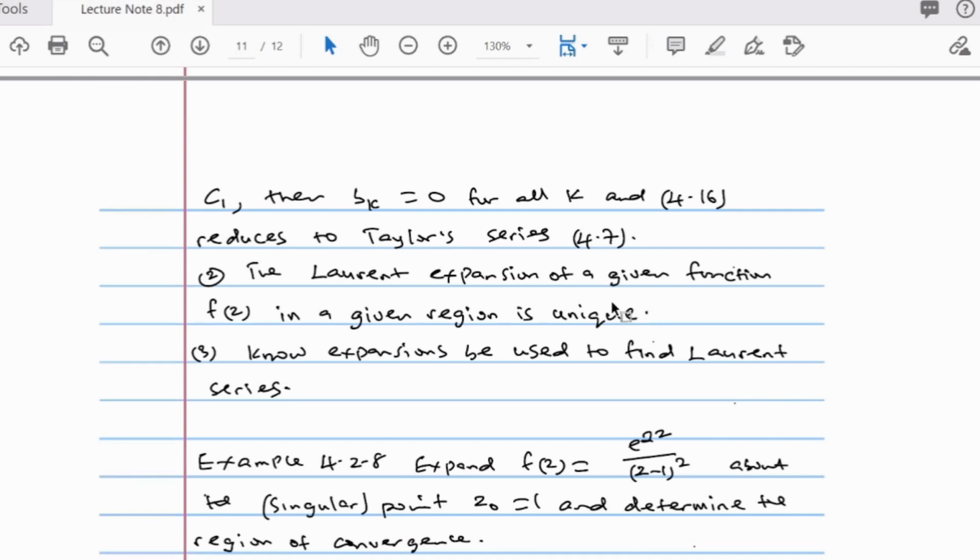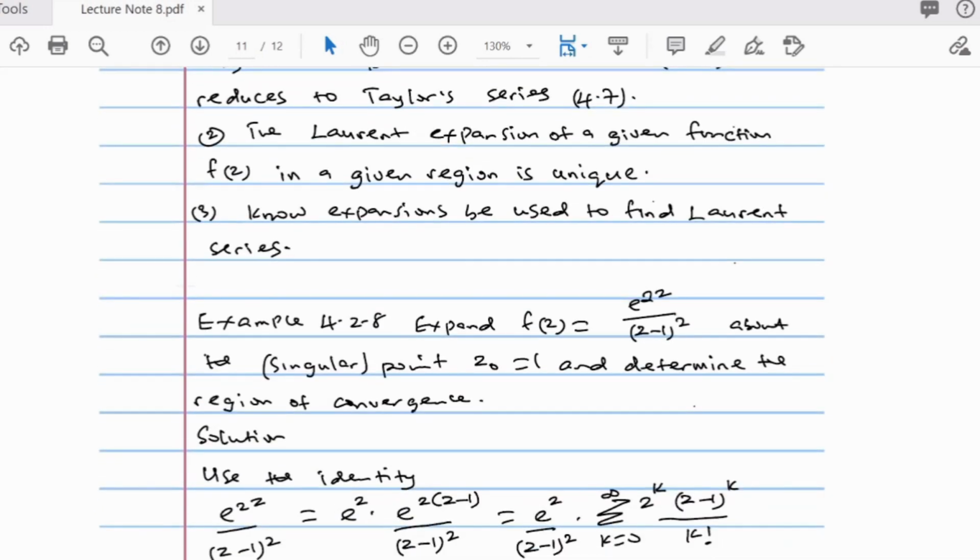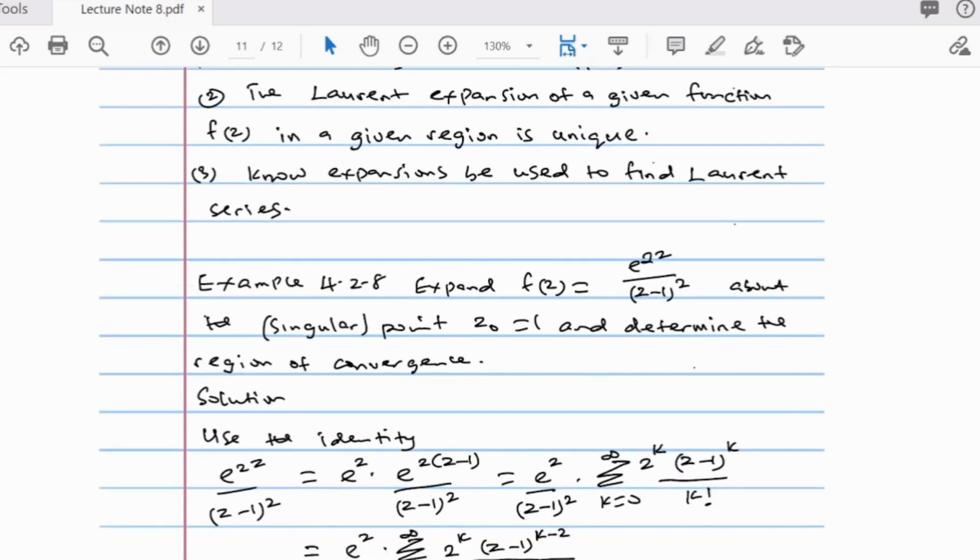Finding the Laurent series of any given function means that you want the powers of z minus z0 to be negative and also to be positive. So that is what you want to do. Okay, so now let me give one or two examples, then I stop.